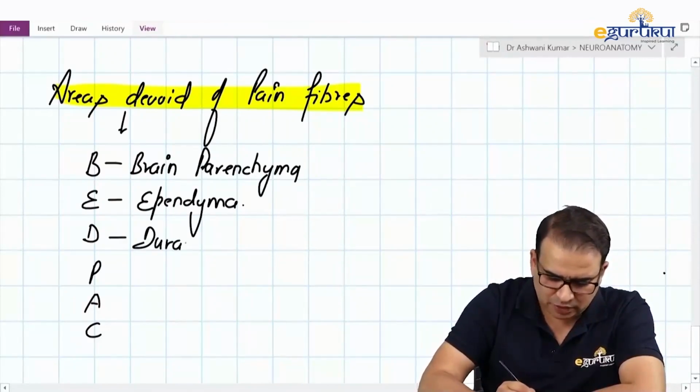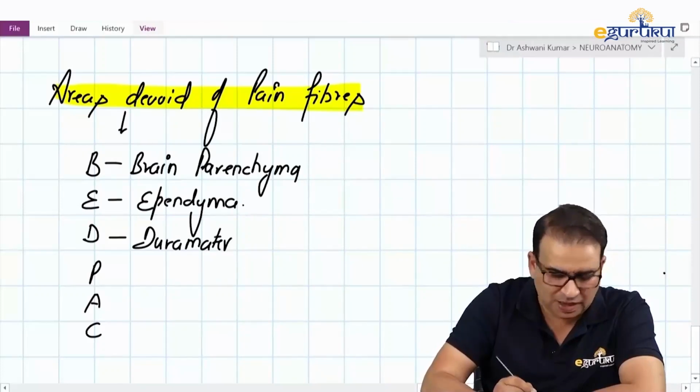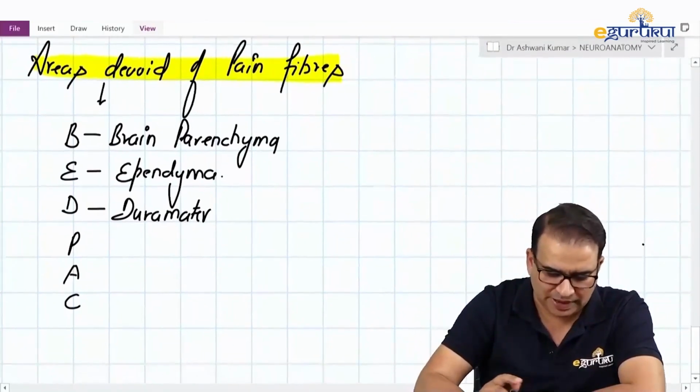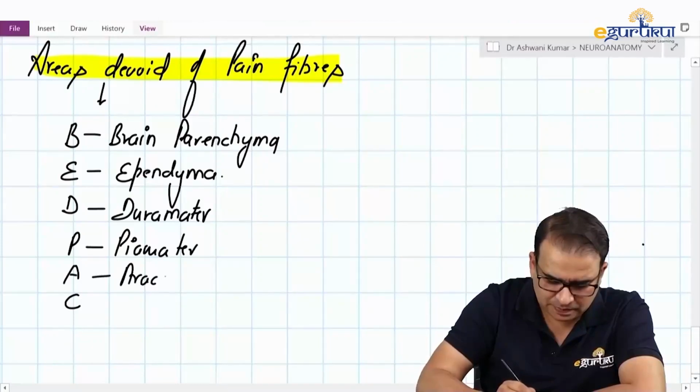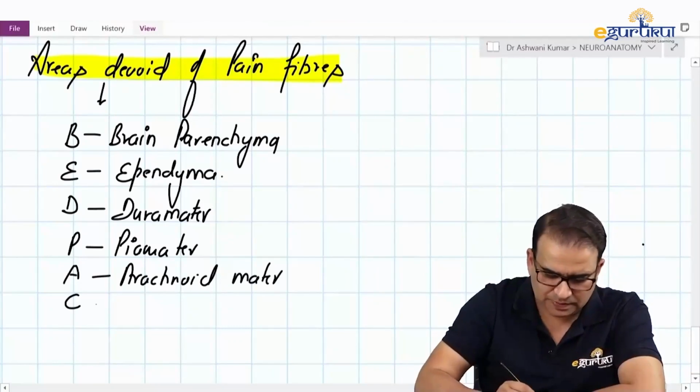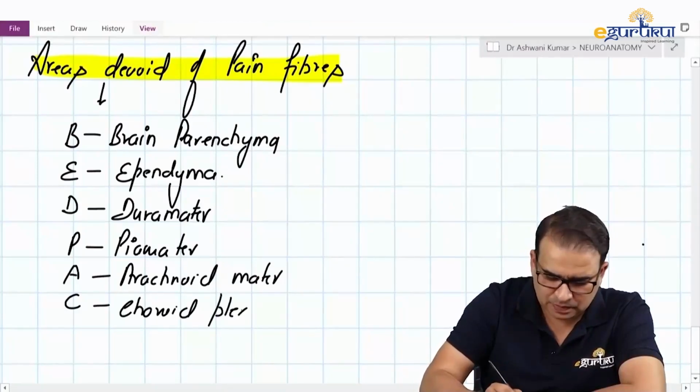D stands for dura mater, which may come as a controversy to your mind. I'll tell you. Let me write that first. Dura mater, pia mater, arachnoid mater, and C is for the choroid plexus.